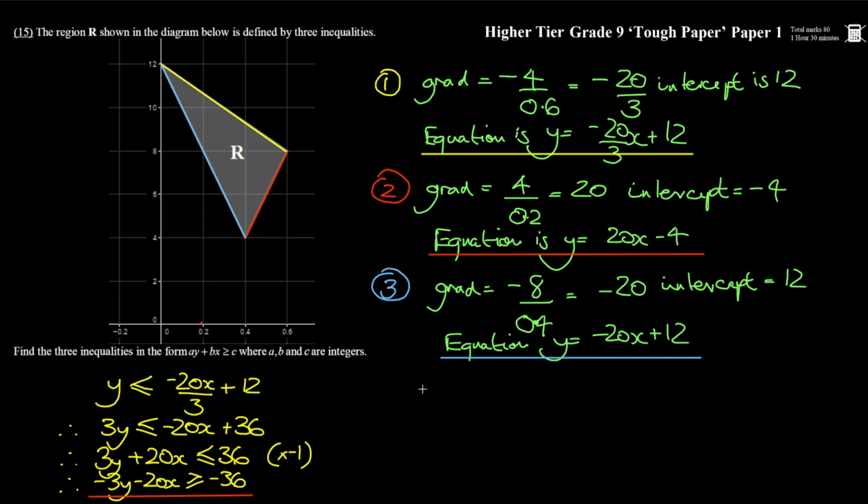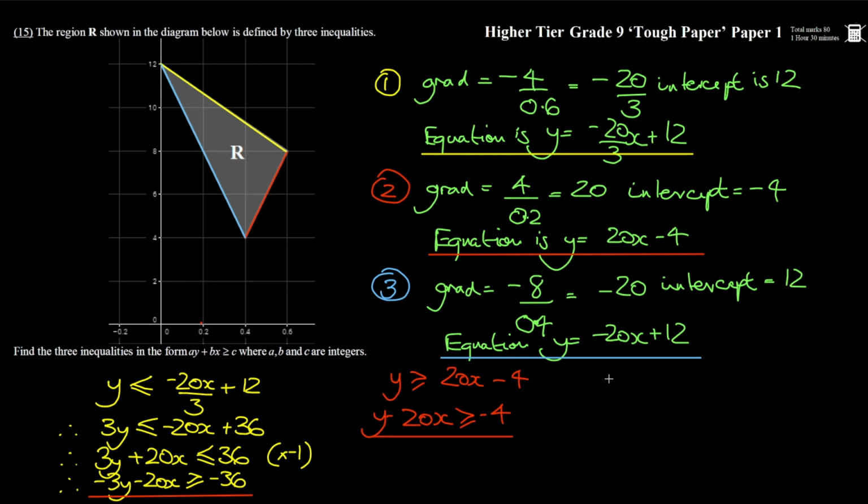Now for the red line. With the red line, we've got to be effectively above it. So we start off with y is greater than or equal to 20x minus 4. And again, putting the x's and y's on the left-hand side of the inequality, we get y minus 20x is greater than or equal to negative 4, which is in the form they want. It's all integers, so that was a lot easier.